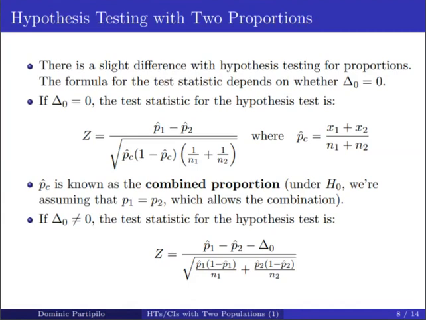The reason why we get to do this combination is because our null hypothesis assumes that these two proportions are equal to each other. Remember when we were talking about the pooled variance, we were assuming that the two variances were equal, which allowed us to calculate the pooled variance. This is the same concept here. We're assuming that these two are equal under the null hypothesis, so that's what allows us to make this combination right here. And if delta zero is not equal to zero, then the test statistic is going to look something like this. I'm honestly not even going to go over an example of this, but if you're curious, this is what it looks like.